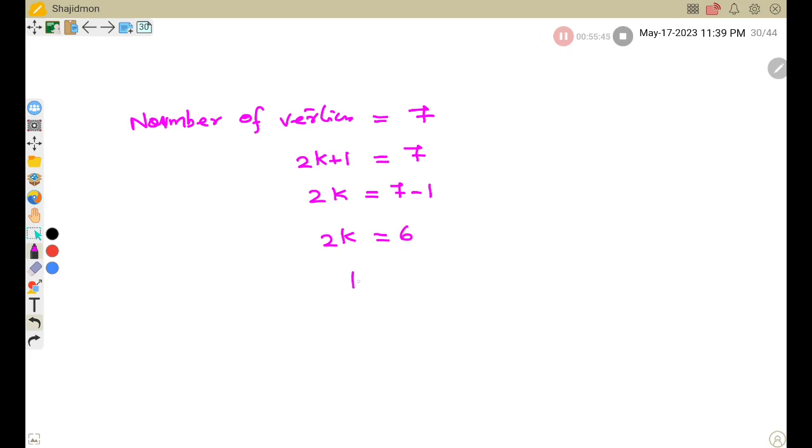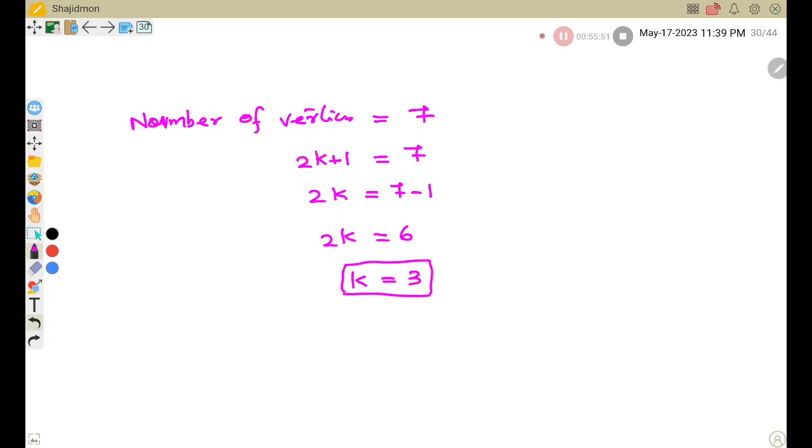Number of vertices equal to 7, here it is given. Number of vertices, what was the rule? 2k plus 1, correct? In full binary tree. So 2k plus 1 equal to 7. So 2k equal to 7 minus 1, taking 1 to the next side. So 2k equal to 6. So what will be k? Both sides divide by 2. That means 3. K equal to 3.